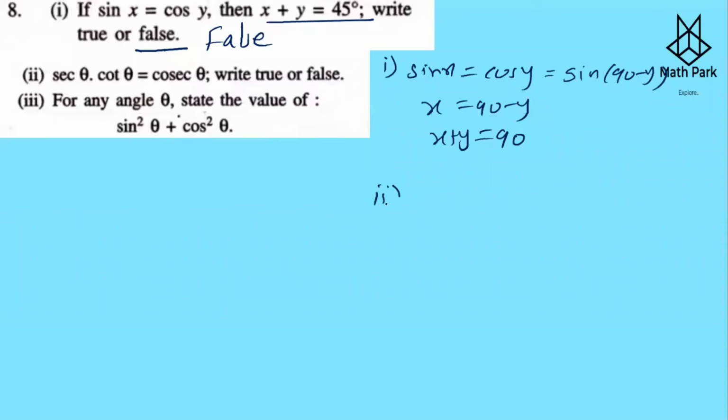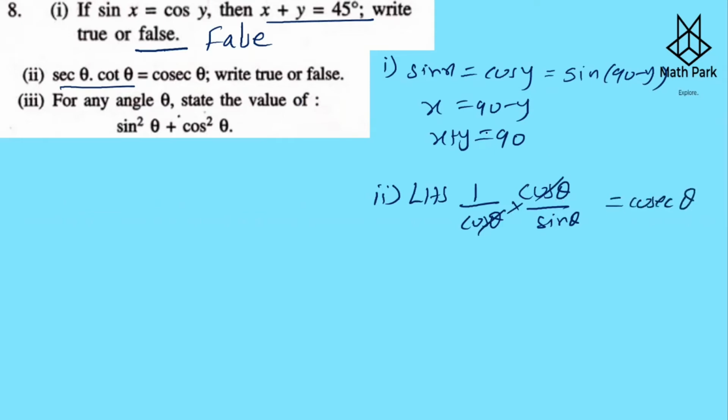The second part: sec theta into cot theta is equal to cosec theta. So let us take the LHS of this equation. Sec theta is 1 upon cos theta and cot theta is cos theta upon sin theta. Now this cos theta and cos theta got cancelled, and 1 upon sin theta is nothing but cosec theta, and this is our RHS. So this is why this is a true statement. The second one is a true statement.